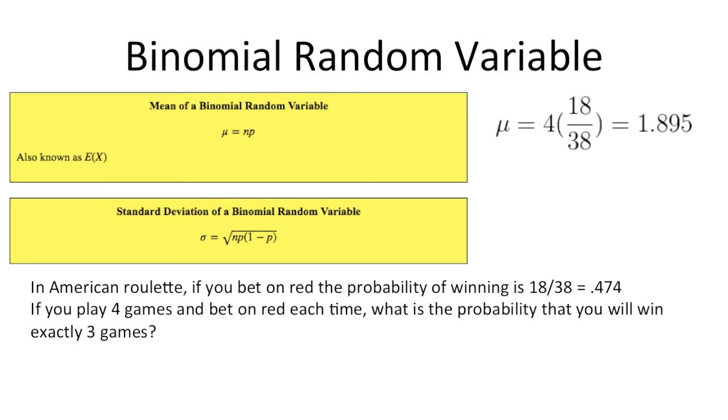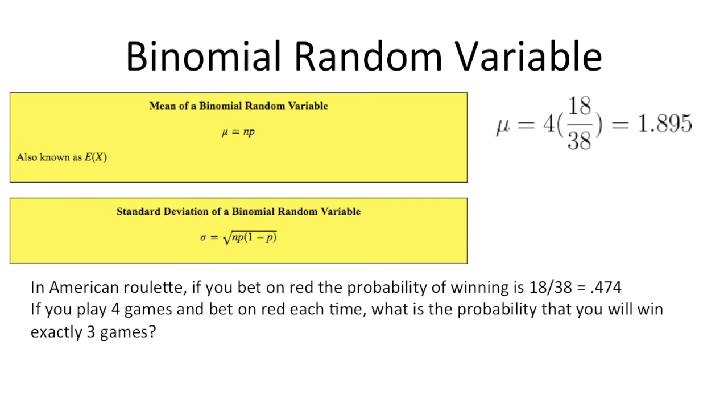Or over a large number of experiments, so if we would repeatedly play 4 games, count how many times we won, play another 4 games, count how many times we won, and take the mean of all of those, that mean would be 1.895.